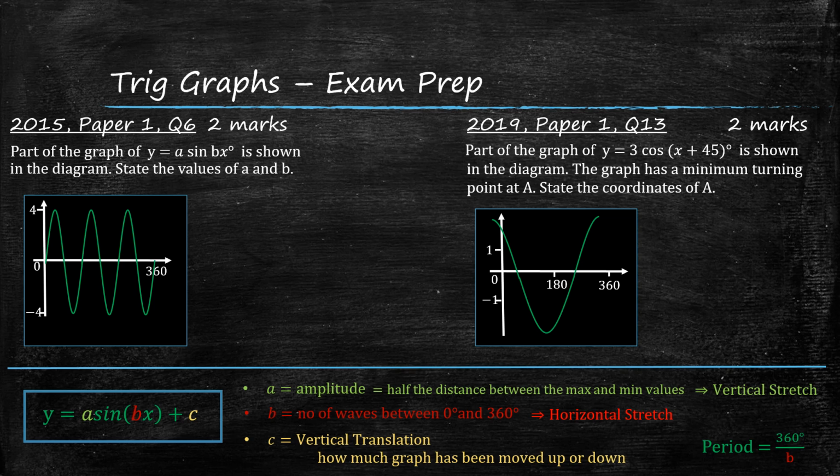Y equals a sine bx, state the values of a and b. So first let's look at a. We know that's our amplitude, and that's half the distance between the max and the min values.